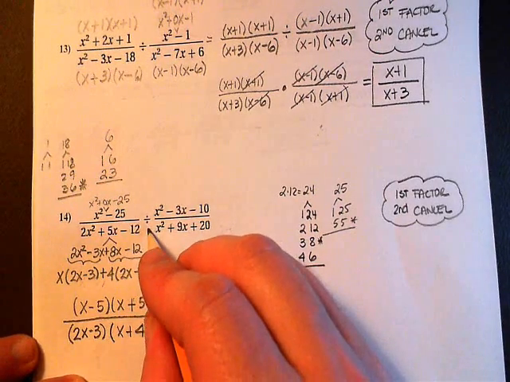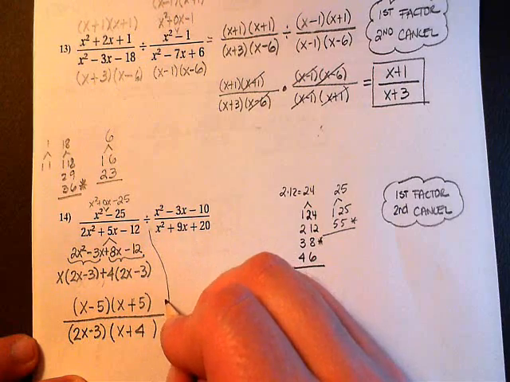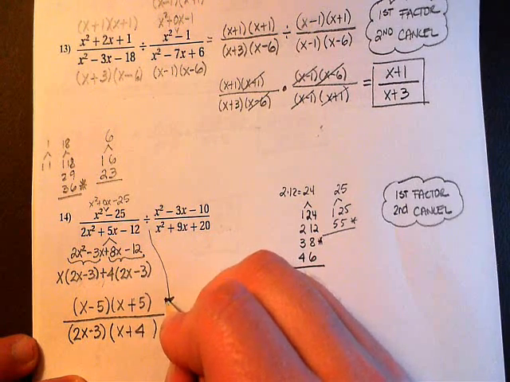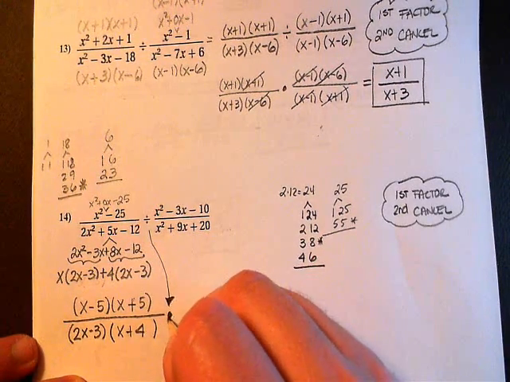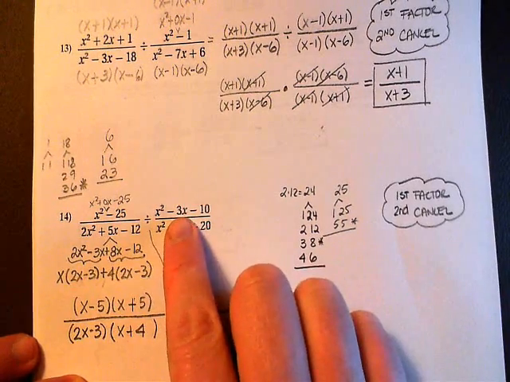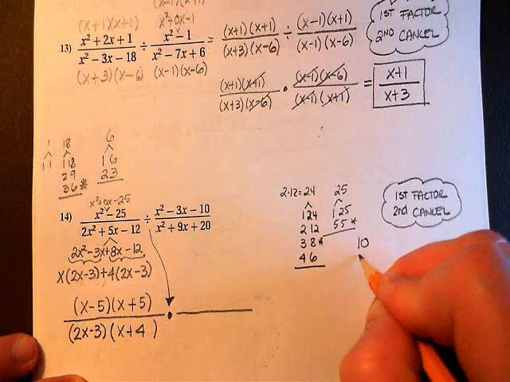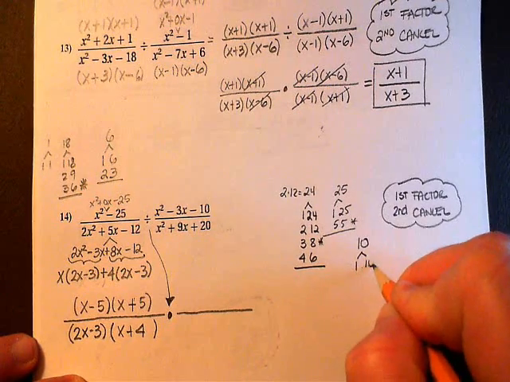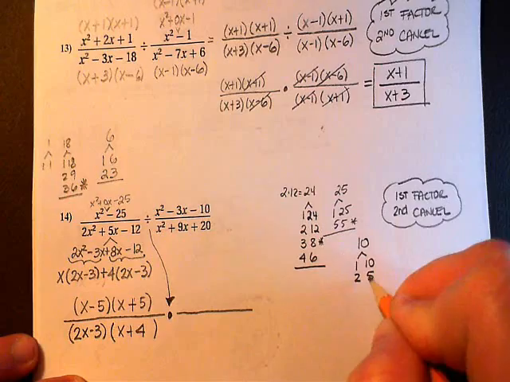Okay, I'm going to take one step ahead, and I'm going to go ahead and divide and flip this. So I'm going to flip and make it times. I'm going to factor the one on top. I know that I have 10. What numbers give me 10? 1 and 10, 2 and 5.